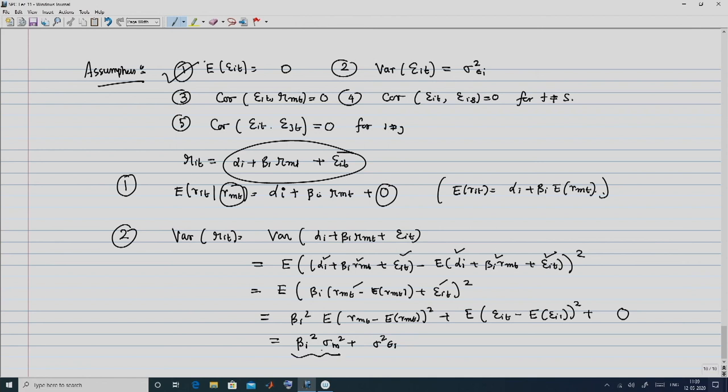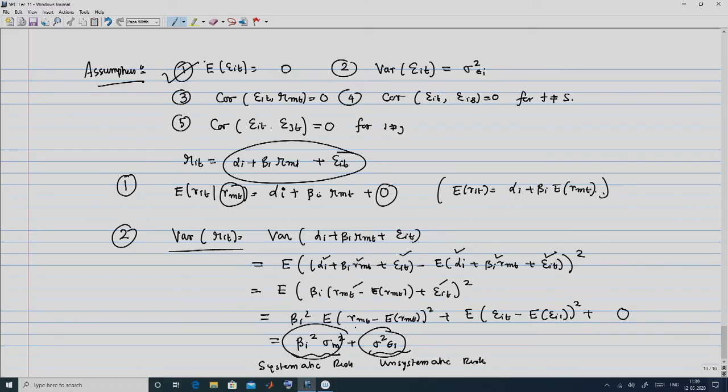And this term is what is known as the systematic risk, and this is known as the unsystematic risk. So we can see that this variance of the asset can be decomposed into systematic risk and unsystematic risk.